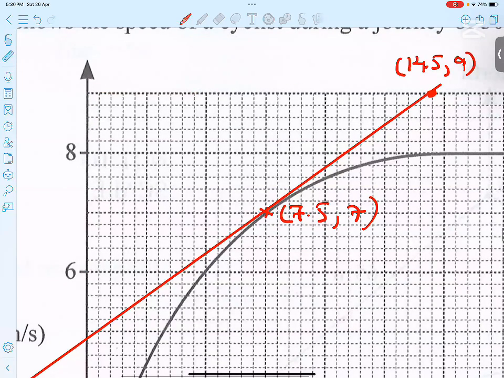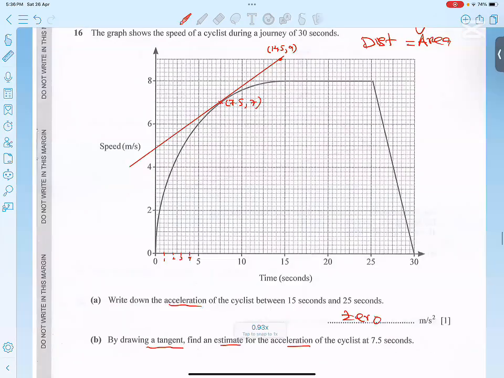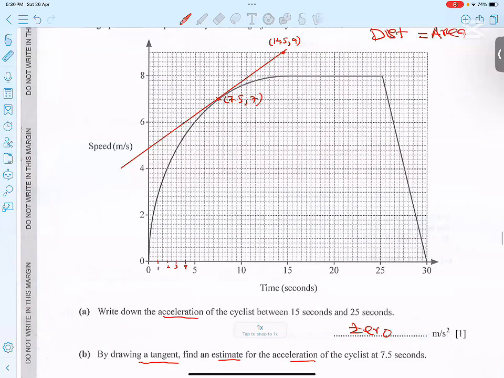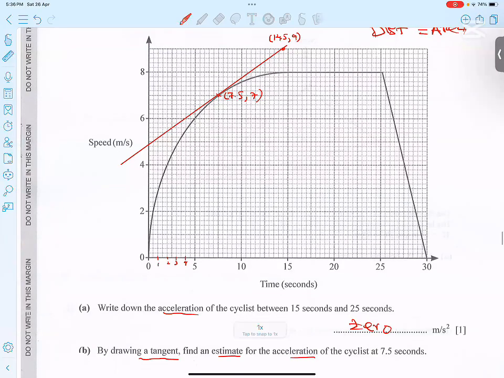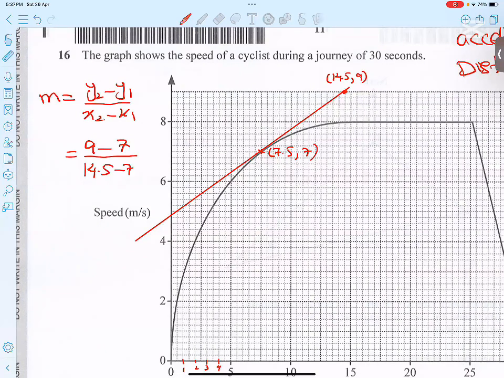Now I'm going to find the gradient. You can take any 2 points. So what is the gradient formula? The gradient formula is y2 minus y1 over x2 minus x1. So 9 minus 7 over 14.5 minus 7.5. So y2 minus y1 I copied up, x2 minus x1 I copied down.